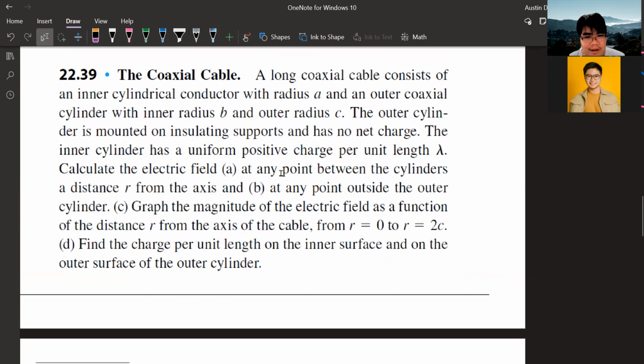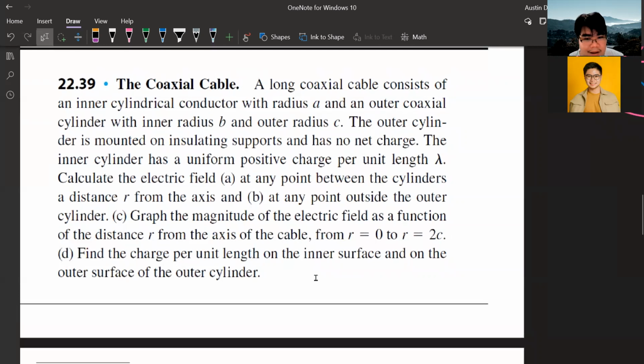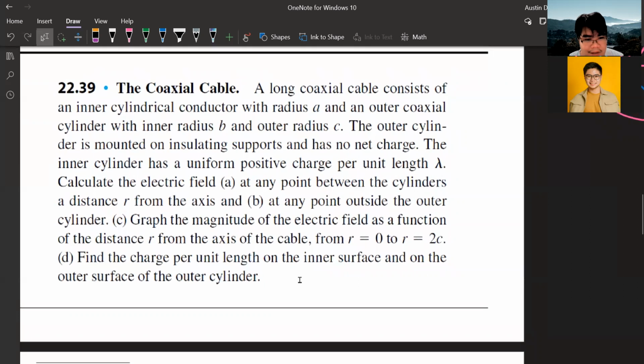Then yung unang tanong would be, any point between the cylinders. So you're gonna find the electric field at points between A and B. Then the second one would be asking the electric field outside the outer cylinder. So that's greater than C. Then C would be graphing. D would be finding the charge per unit length on the inner surface and on the outer surface of the outer cylinder.